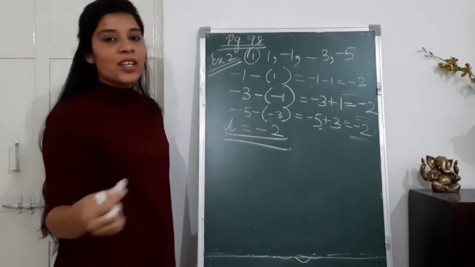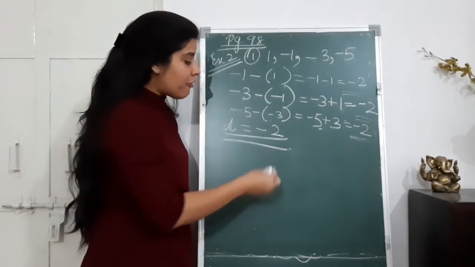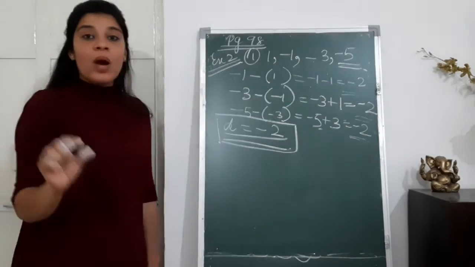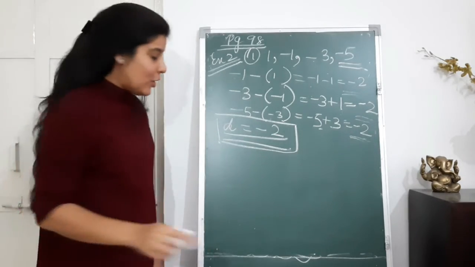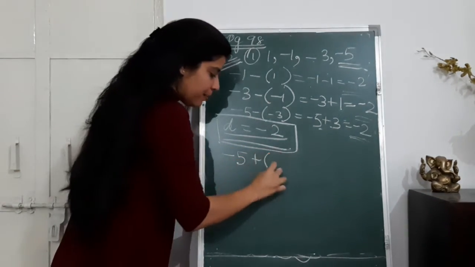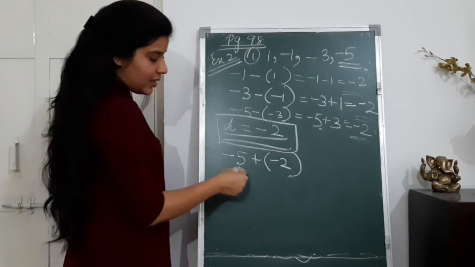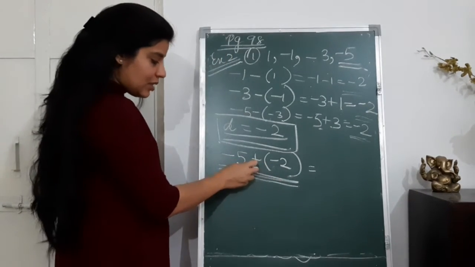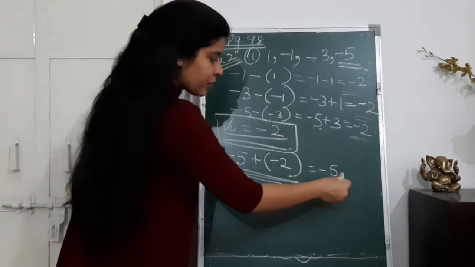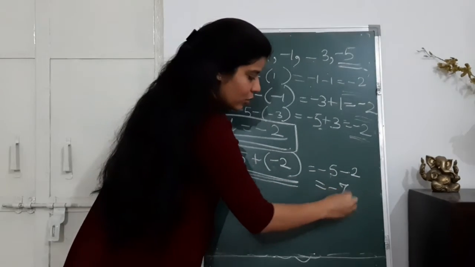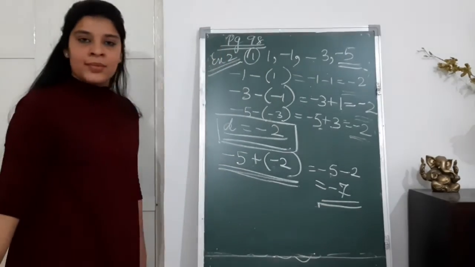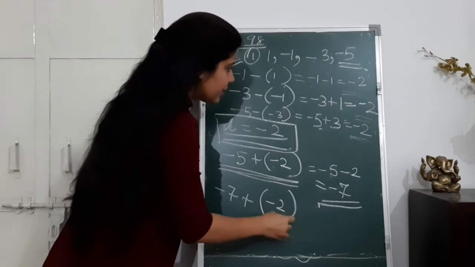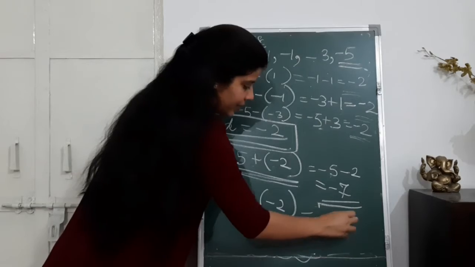Now what will be the next two terms for this AP? You have to add minus 2 to this number. Remember, you have to add minus 2 to this number. So minus 5 plus minus 2. When something like this comes, here it is plus and here it is minus, so this will be changed to a minus sign. So it is minus 5 minus 2, which is equal to minus 7. Then minus 7 plus minus 2, which will be nothing but minus 9.